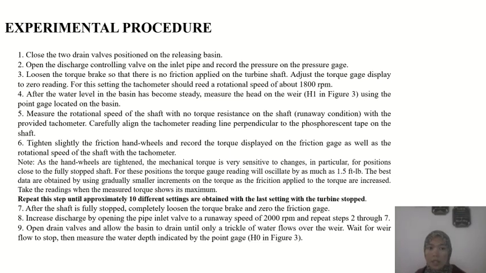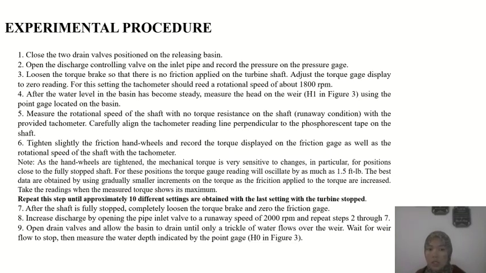Then tighten slightly the friction handwheels and record the torque display on the friction gauge as well as the rotational speed of the shaft with the tachometer. Then repeat this step until approximately 10 different settings are obtained, with the last setting with the turbine stopped. Then after the shaft is fully stopped, completely loosen the torque brake and zero the friction gauge.